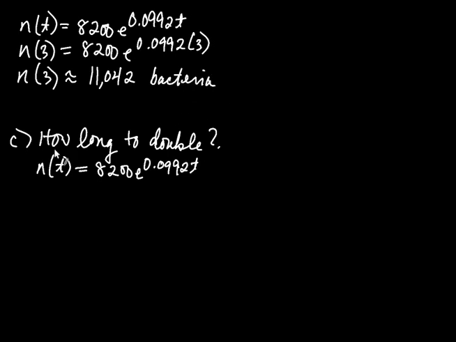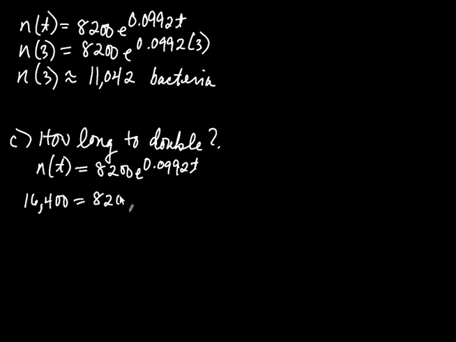Okay, part C asks us how long does it take the population to double? Now remember, the population started at 8,200. And if it doubles, what does it get to? Well, it gets to 16,400. So what we want to know is how long does it take to get to 16,400? Let's write that here. We want to know, when the population is 16,400, what's the time?